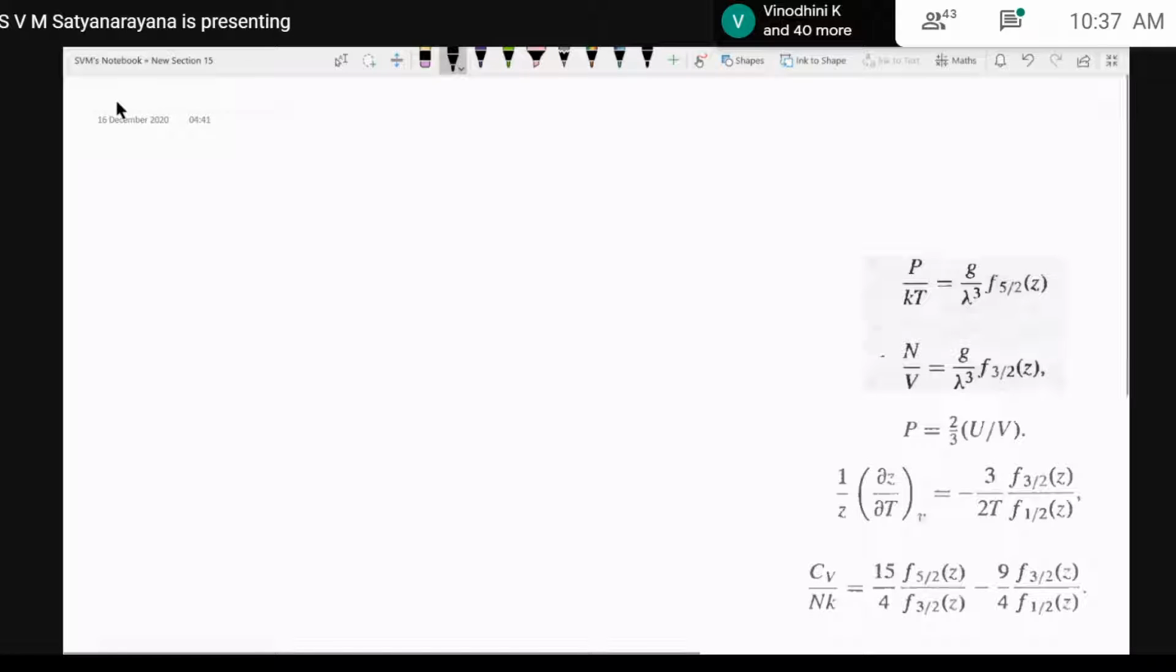So the idea is that we are now trying to look at something called ideal Fermi gas. Ideal Fermi gas. Basically, that is an ideal gas of fermions. And these systems are supposed to be treated using something called Fermi-Dirac statistics.